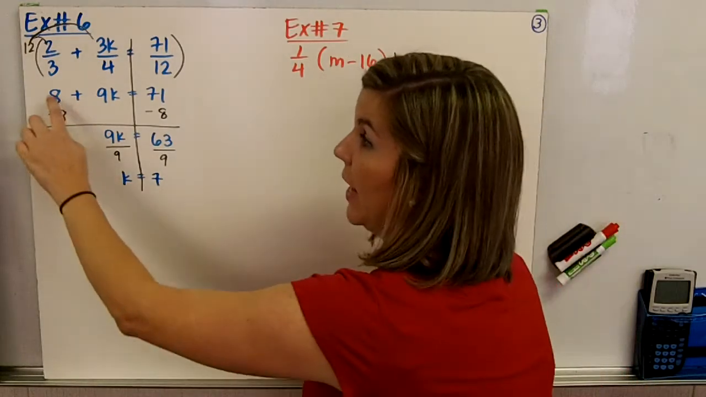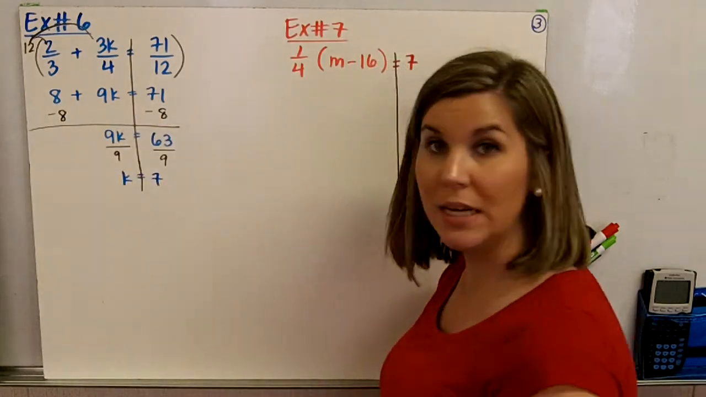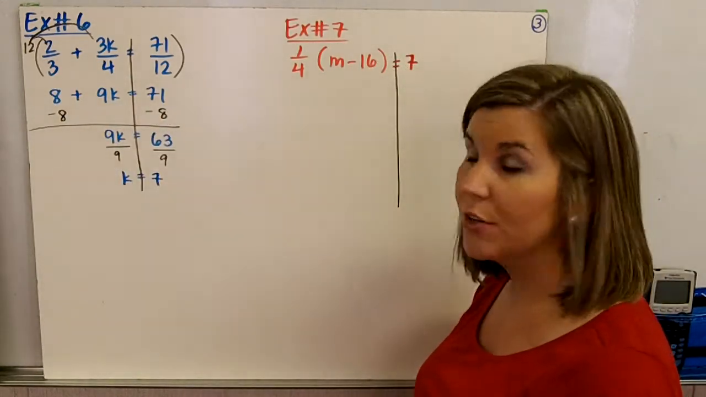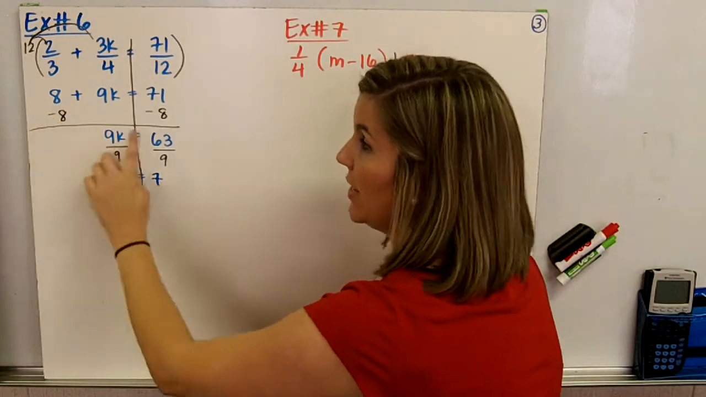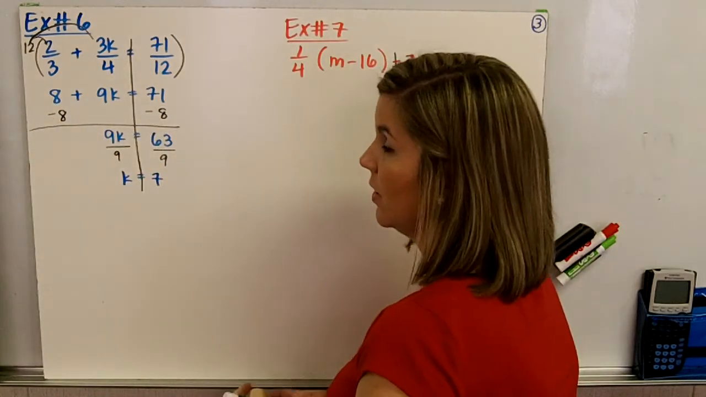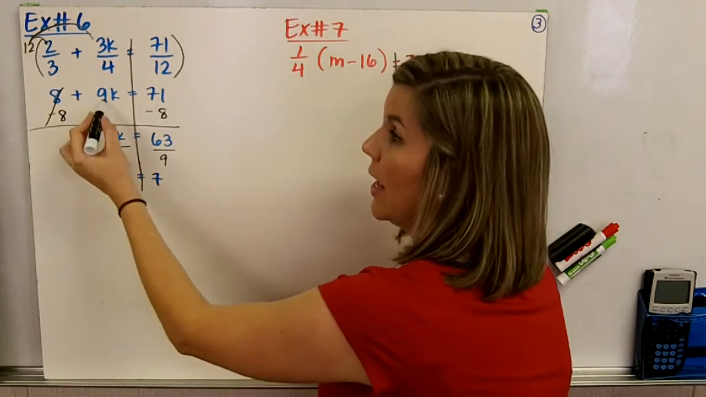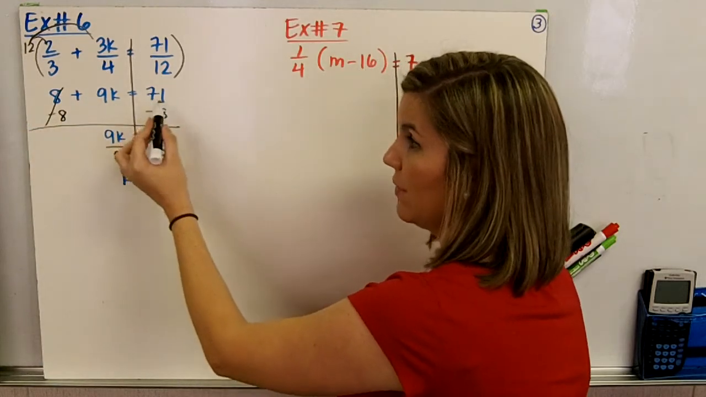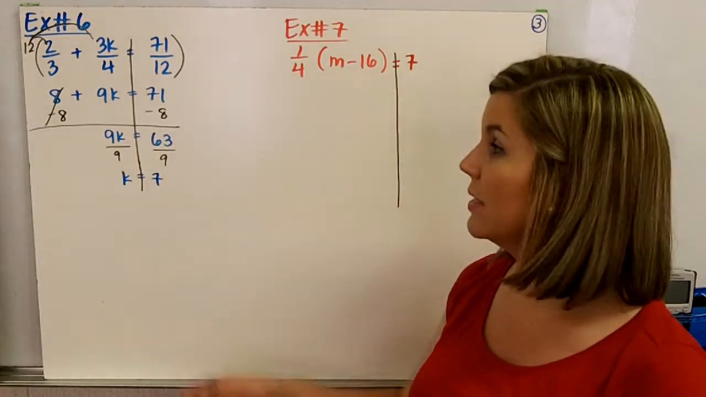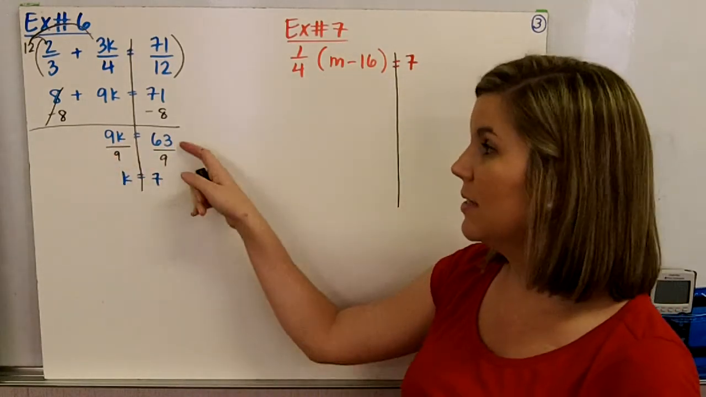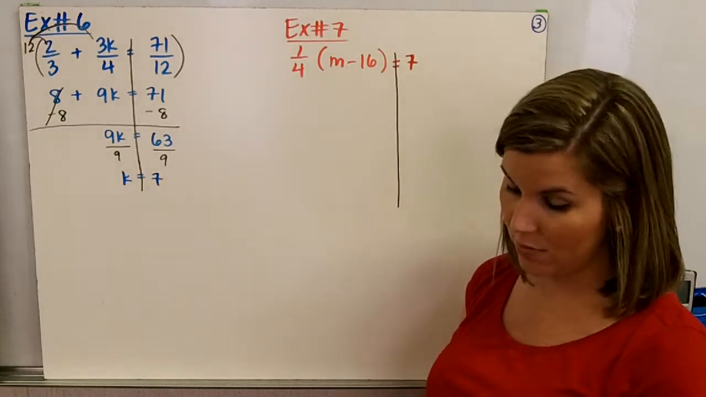Now, 8 plus 9k equals 71 is just a two-step equation that you're familiar with how to solve. So get rid of the 8. Subtract 8 from both sides. Now the 8's are gone. 9k equals 71 minus 8 is 63. 9k equals 63. Divide both sides by 9. 63 divided by 9 is 7, so k equals 7.